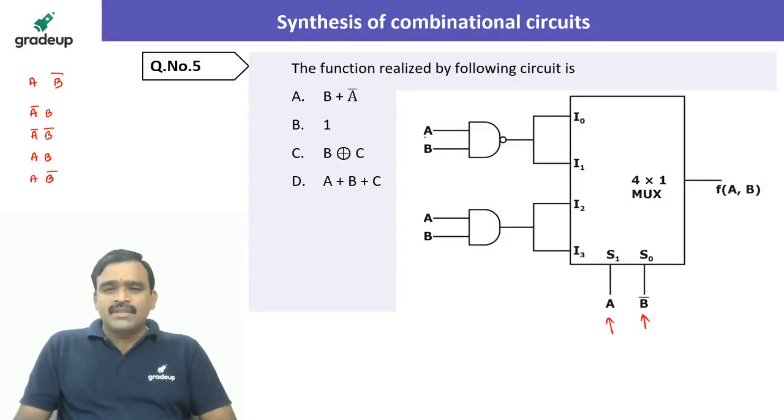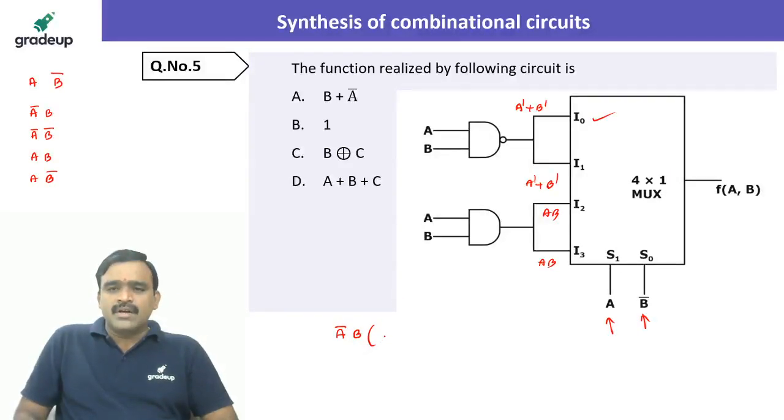Now what is the value of this output? AB whole bar is nothing but A bar plus B bar. Here also A bar plus B bar. Here AB. Here AB. Now I am writing here. When the selection line value is 0 0, it means A bar, B bar complement is B. The output is equal to the first input, I naught. What is I naught? That is A bar plus B bar.